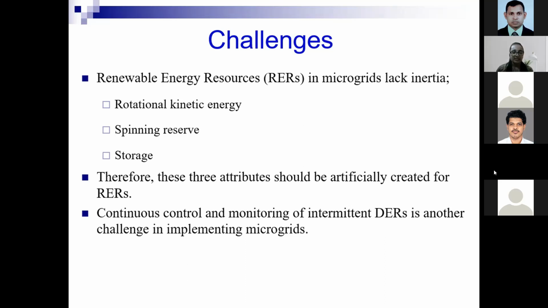And continuous control and monitoring of intermittent renewable energy resources is another challenge in implementing microgrids, mainly in islanded mode. Voltage, frequency, and power quality should be controlled such that these parameters comply with the standards imposed, and it is in addition to the common demand supply balancing.